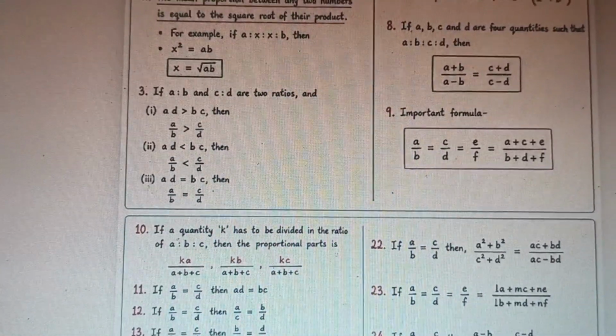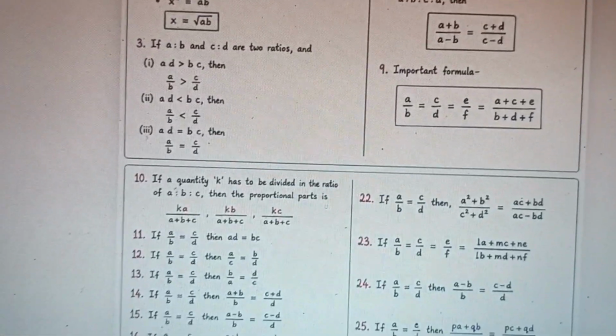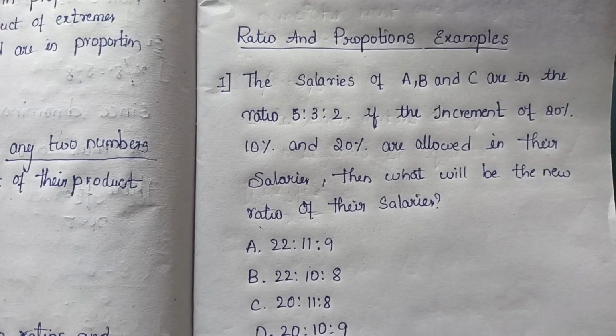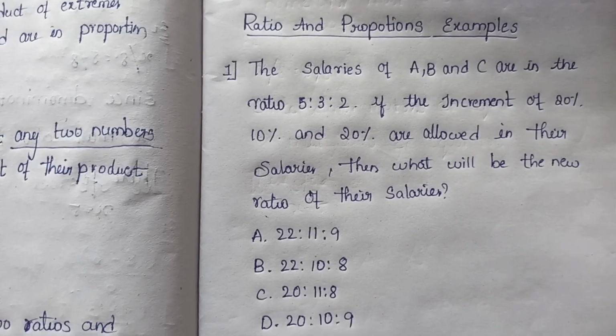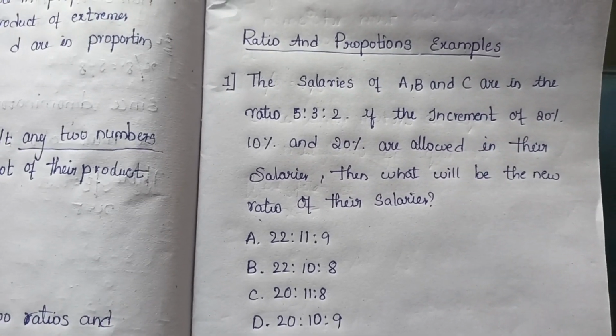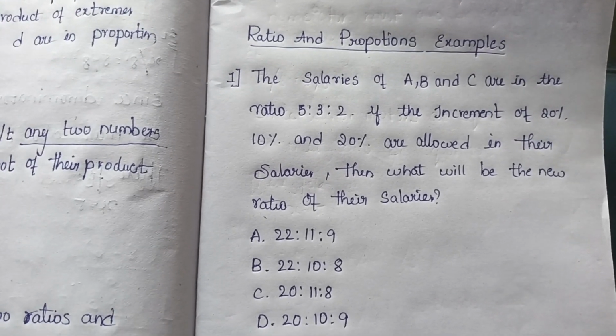All right, let's start with the first practice question. These are all formulas to apply in solving the questions. So, alright everyone, let's solve our first example using the concept and the formulas that we just learned. Before looking at the options, let's first understand the question carefully.